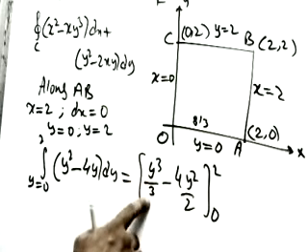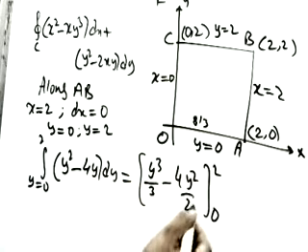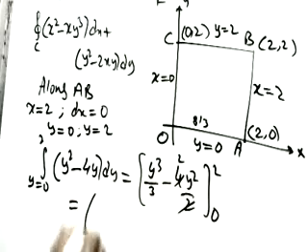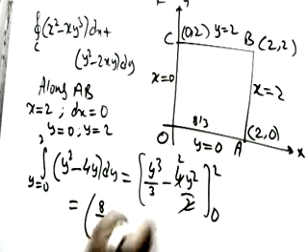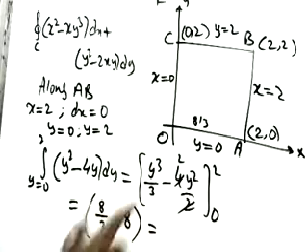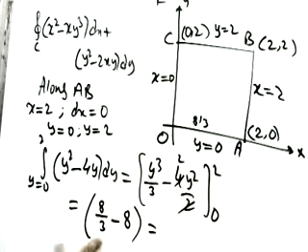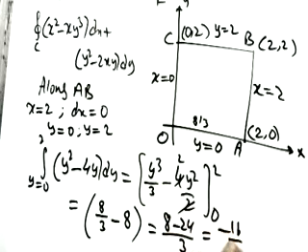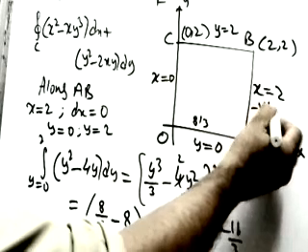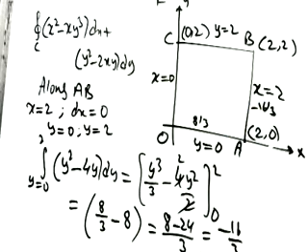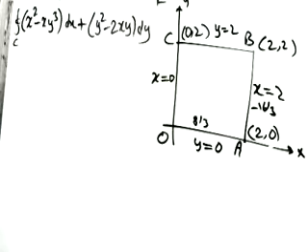Once more you see, integration of y square is y cube by 3. Integration of y is y square by 2, and 2 twos are 4. Now if you keep the upper limit, 2 cube is 8 by 3 minus 2 square is 4, 4 twos are 8. Lower limit is 0. Once more you see, 2 cube is 8 by 3, 2 square is 4, 4 twos are 8. You take the LCM, 8 threes are 24. 8 minus 24 by 3. This will be minus 16 by 3. So I'm just writing here minus 16 by 3. Okay, now let me see the next.